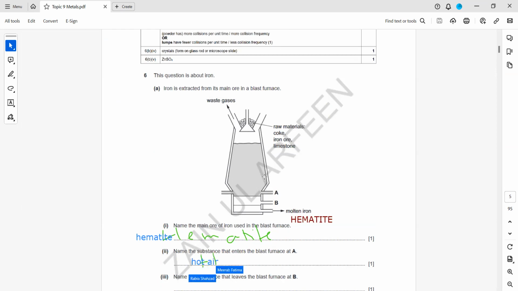Hot air. And name the substance collected that leaves the blast furnace at B. Slag, good. So slag will leave, and here we add hot air.